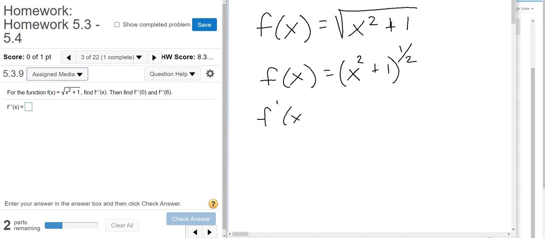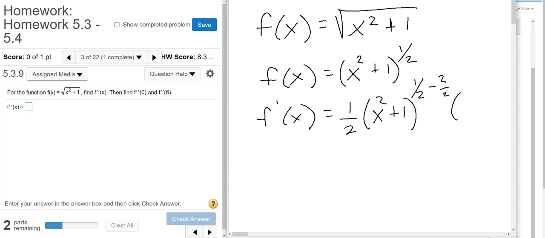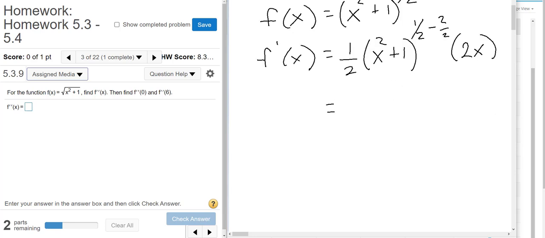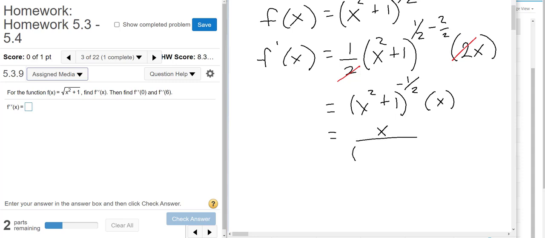F prime of x is going to be the power times the base to the power, subtract 1, I'll go ahead and write that 2 over 2, times the derivative of the base, which is 2x. Cleaning this up, this 2 in this denominator and this 2 in this numerator will reduce. I will get x squared plus 1 to the negative 1/2 times x. And now I'm going to rewrite that x over x squared plus 1 to the 1/2.